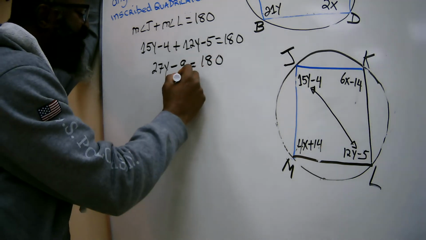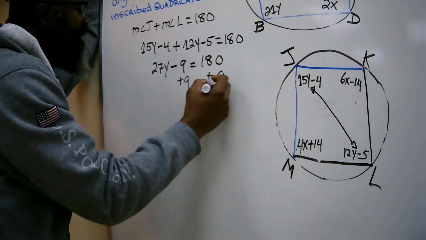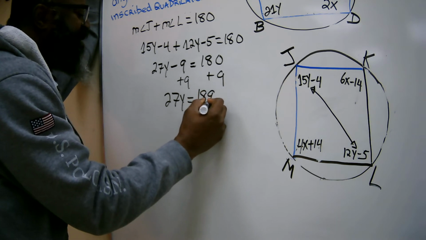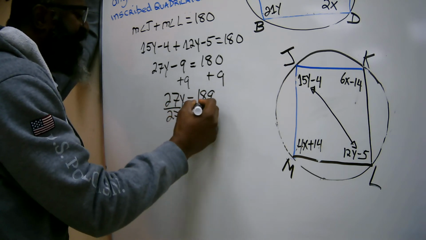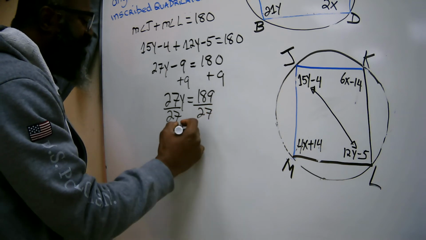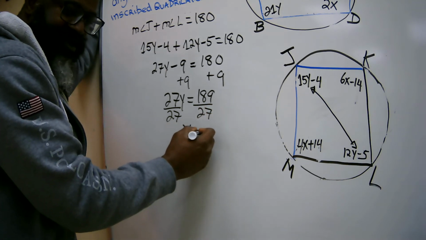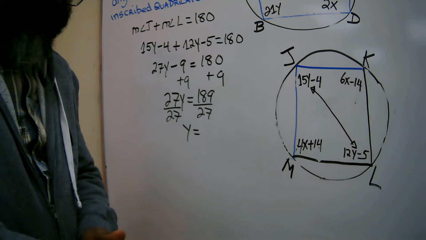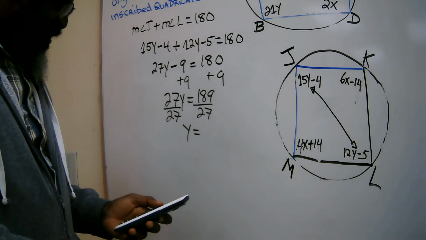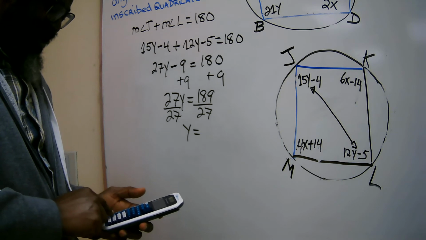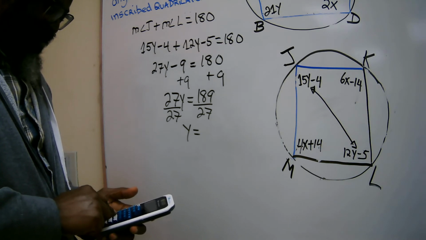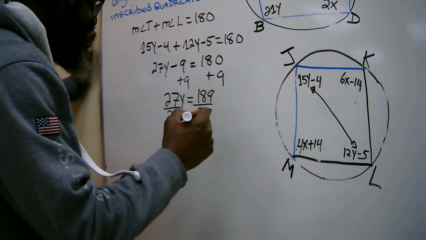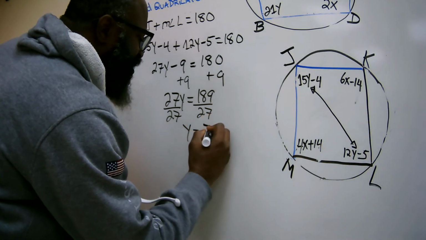Then you will have to add 9 to each side. Then you will have 27y is equal to 189. Then you divide by 27. In this case, if you don't want to do long division, you may have to find the help of a calculator. That's what I'm going to do. I'm going to borrow some help. I'll take 189. You ask yourself how many times 27 goes into 189. It says 7 times, so that's 7 even. That will be y is 7 degrees.